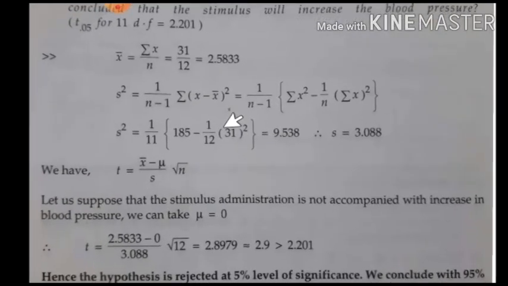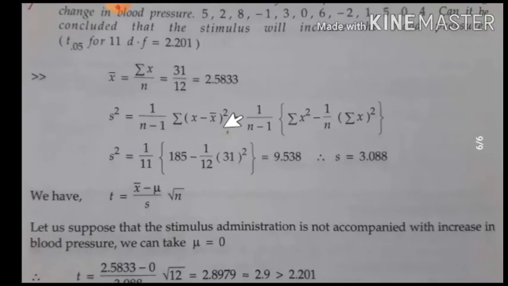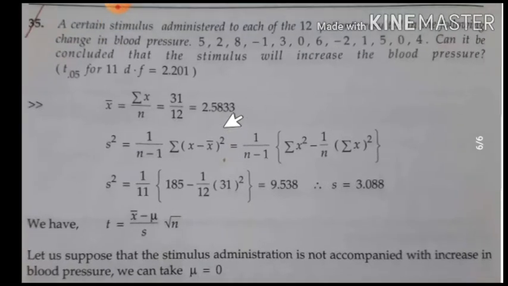A certain stimulus administered to each of 12 patients resulted in the following change in the blood pressure. So 12 patients they have tested by giving some injection, a stimulant, and observed the blood pressure of those 12 patients. So like this, changes in the blood pressure they have observed. Okay. Can it be concluded that the stimulus will increase the blood pressure?